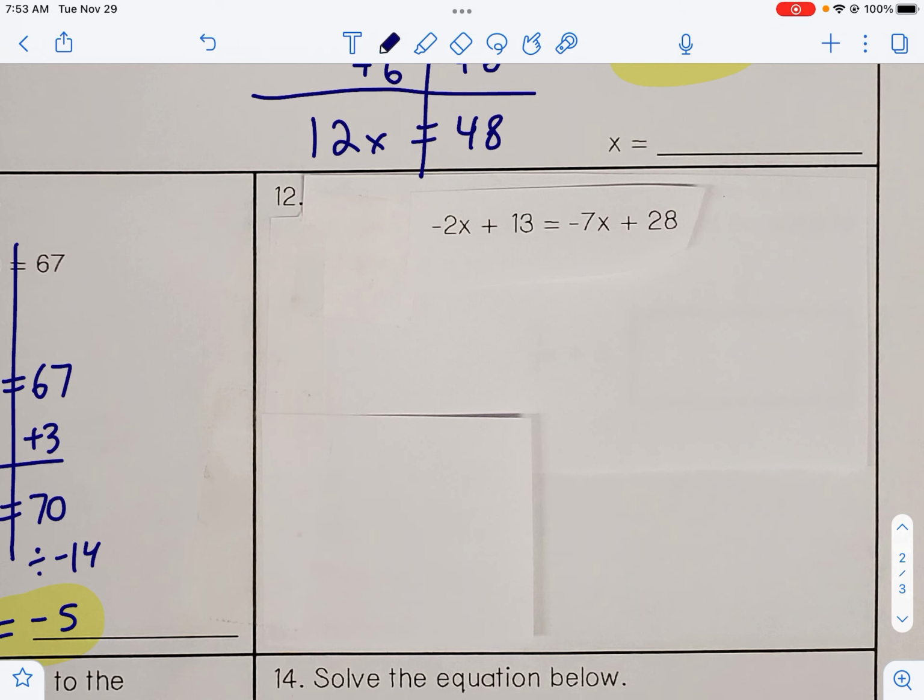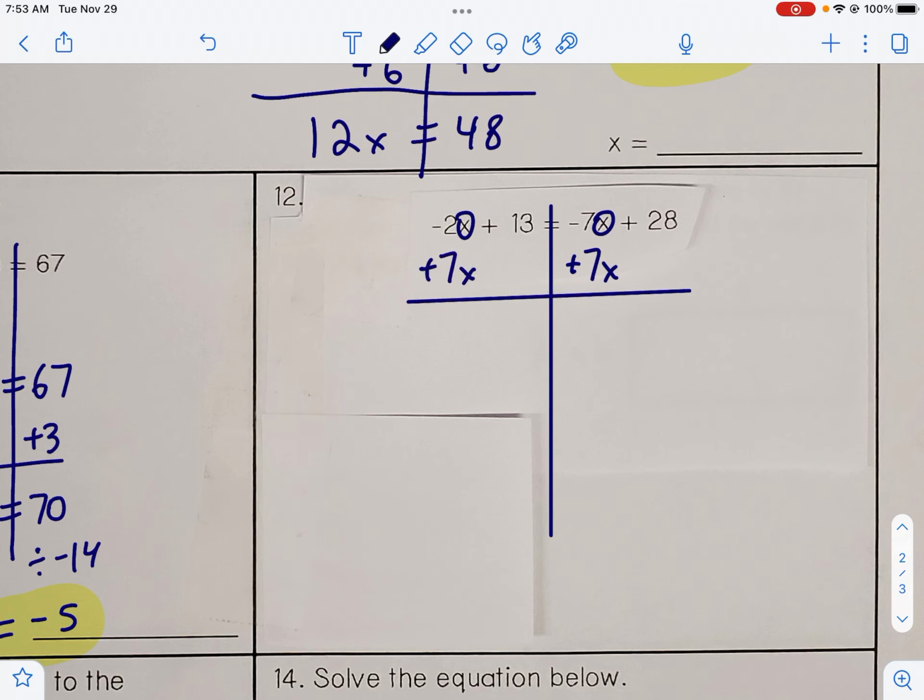For number 12, again, we'll ask ourselves that same first question. Are there variables on both sides of the equation? This time there are, so we need to move them to the same side. If we ask ourselves which variable is smaller, negative 7x is smaller. So we can add 7x. The opposite of subtraction is to add on both sides. We'll end up with 5x plus 13 equals 28.